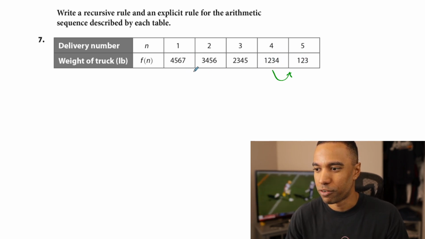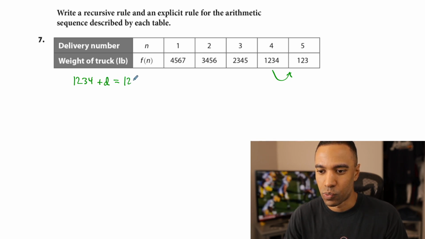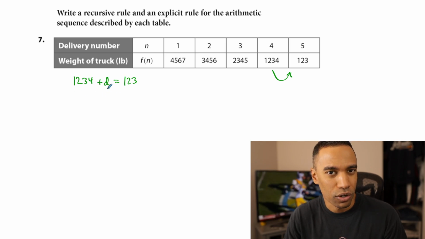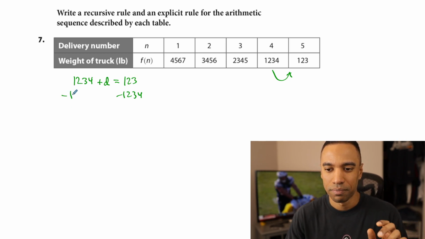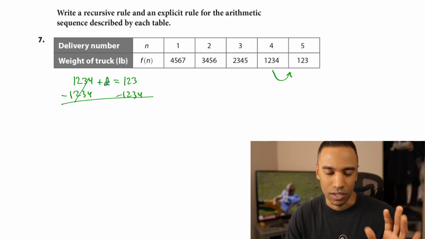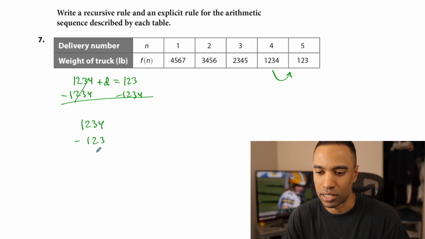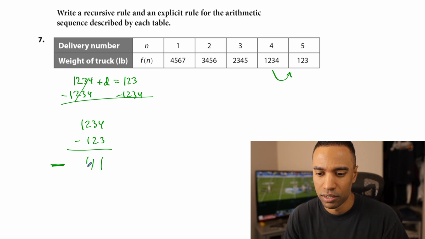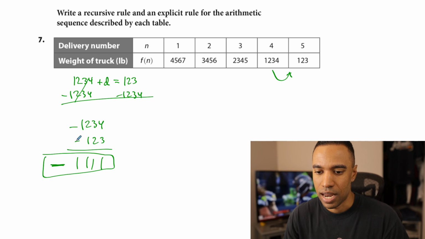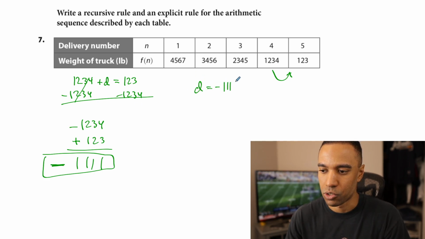To find out what we're doing from here to here, 1,234 plus d is 123. So I'm subtracting 1,234 from both sides. 1, 2, 3, 4. And I've got to line up the things correctly. You can do this with a calculator, but I'm going to do 1,234 minus 123, and then I'm just going to take the opposite answer. I'm just going to say it becomes negative, whatever this is. So we get 1, 1, 1, 1. So my common difference is negative 1,111.